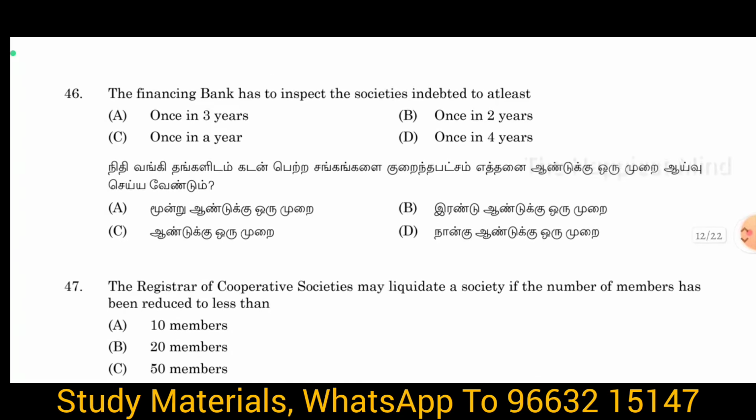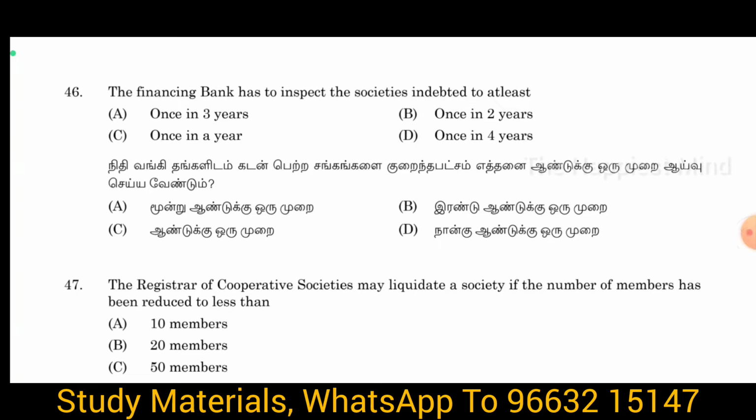Next, question 46. The financing bank has to inspect the societies in depth to at least dash. Answer is option C, once in a year.